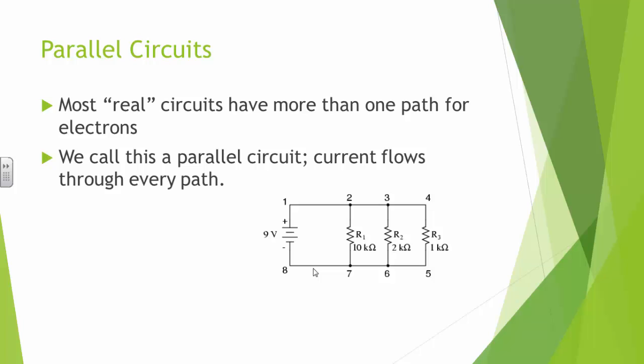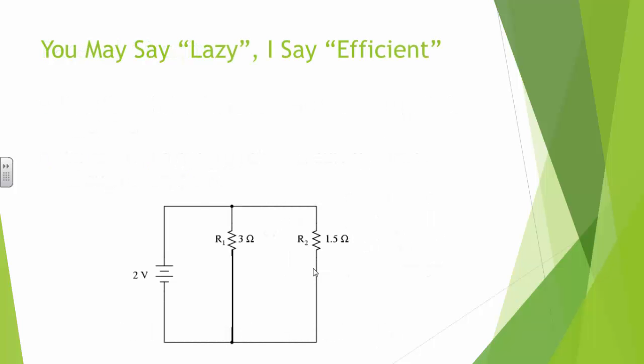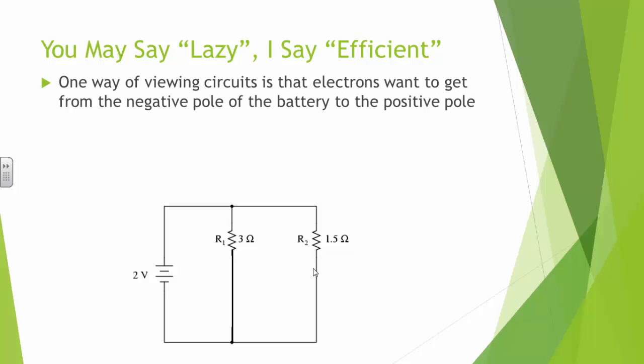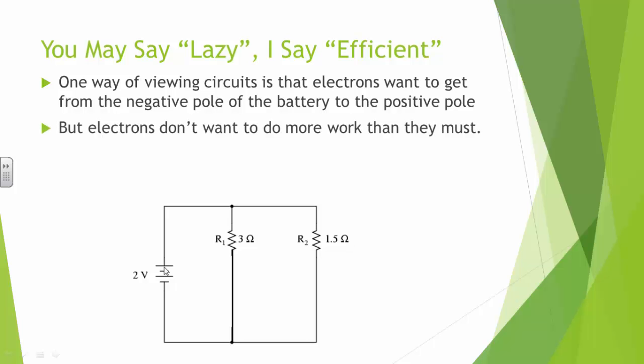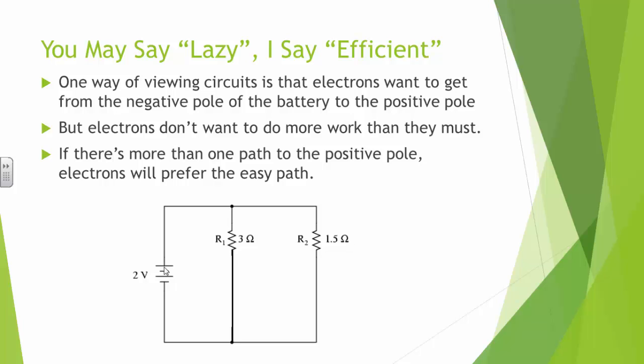And current will flow through each path. But how much through each path? Well, in fact, we can figure that out. Let's talk in general terms first. So, if we look at a given circuit, we can say that the electrons want to get from the negative pole of the battery to the positive pole of the battery. But electrons don't want to do more work than they have to. And so if there's more than one path to the positive pole, the electrons will prefer the easier path.